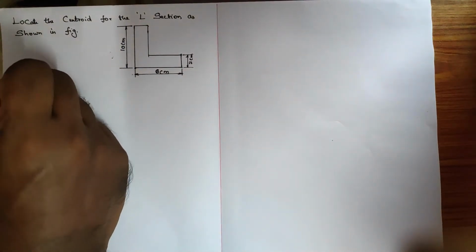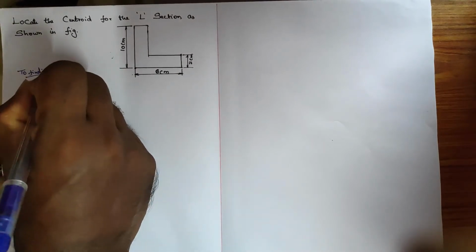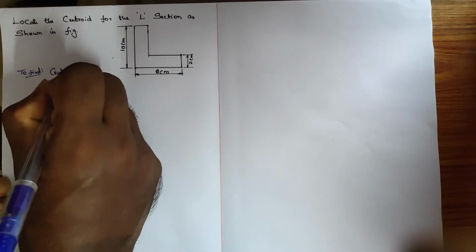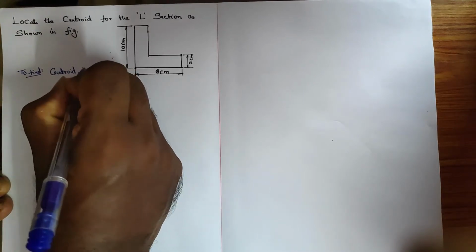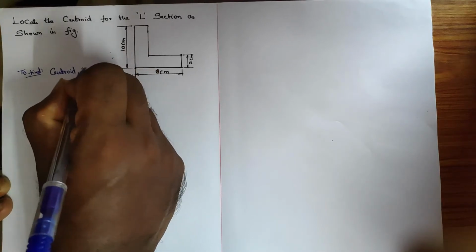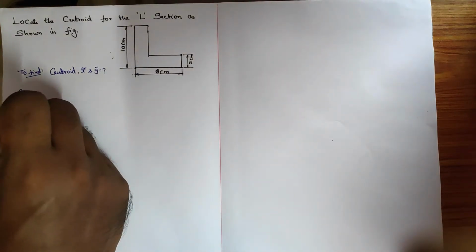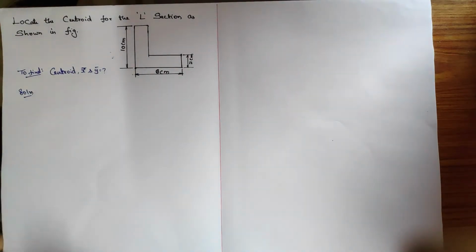So to find the centroid, here x bar and y bar, we need to find it. We have to see the answer for x bar and y bar. Okay. So let's get into the solution part.